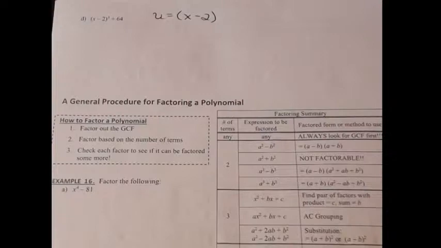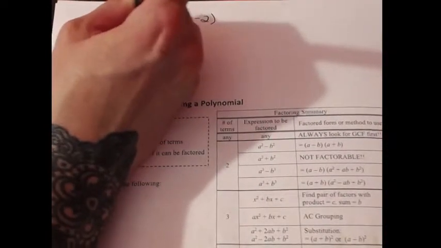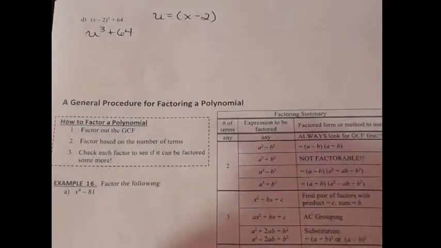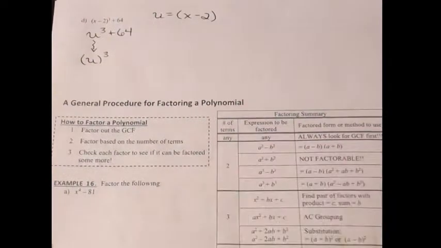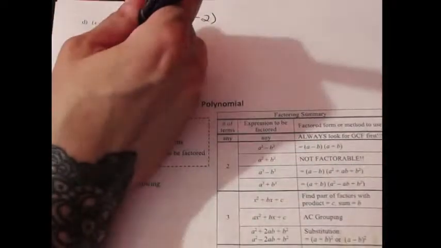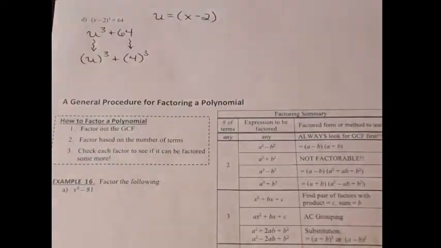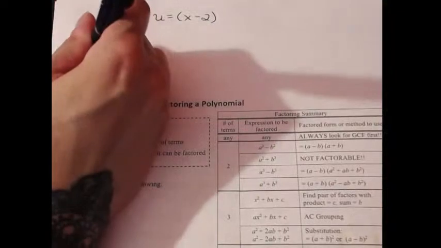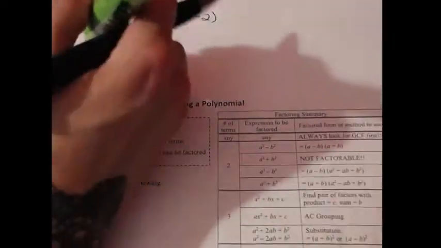Do you see the application? I think at this point you're a freaking pro. I think at this point you're like, okay, I totally understand why I would be using this U substitution. So that leaves us with U to the third plus 64. We're going to go ahead and note that U times U times U gives us U to the third. And that 4 times 4 times 4 gives us 64. So I just found my A and my B. Let's go ahead, highlight these.